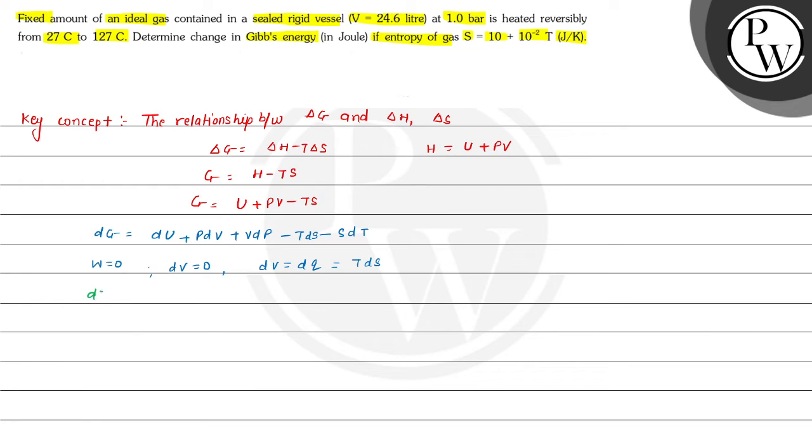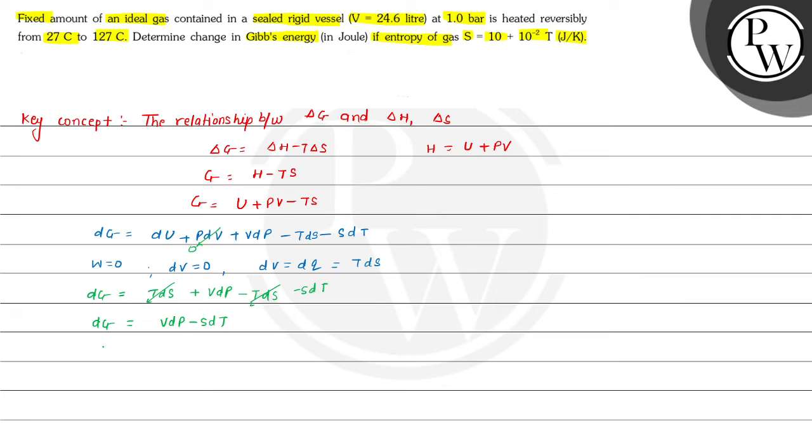So hence we can write dG, change in Gibbs free energy, is equal to T dS, because this value becomes 0, plus V dP minus T dS minus S dT. So we can write dG is equal to V dP minus S dT, because this T dS will get cancelled out by this T dS. Here it is V dP minus S dT.